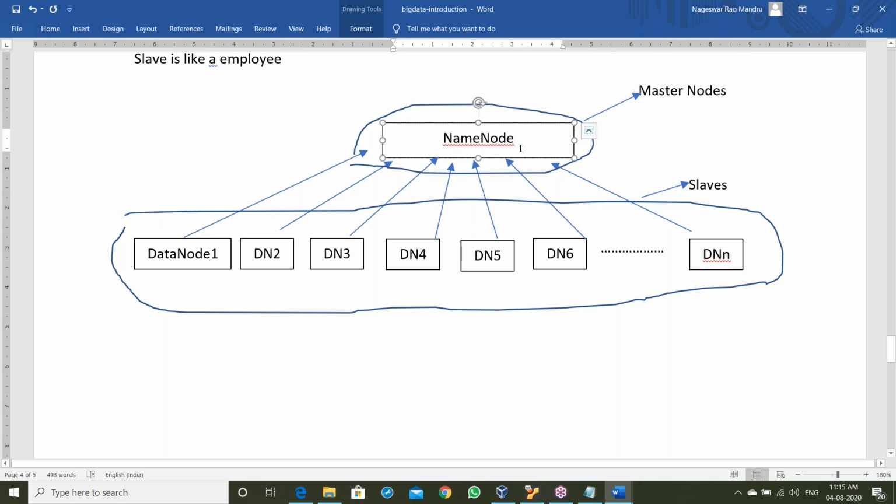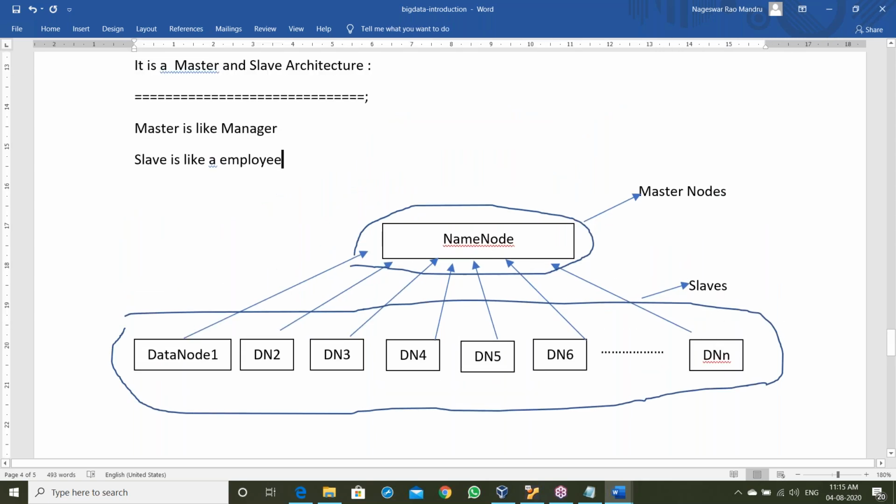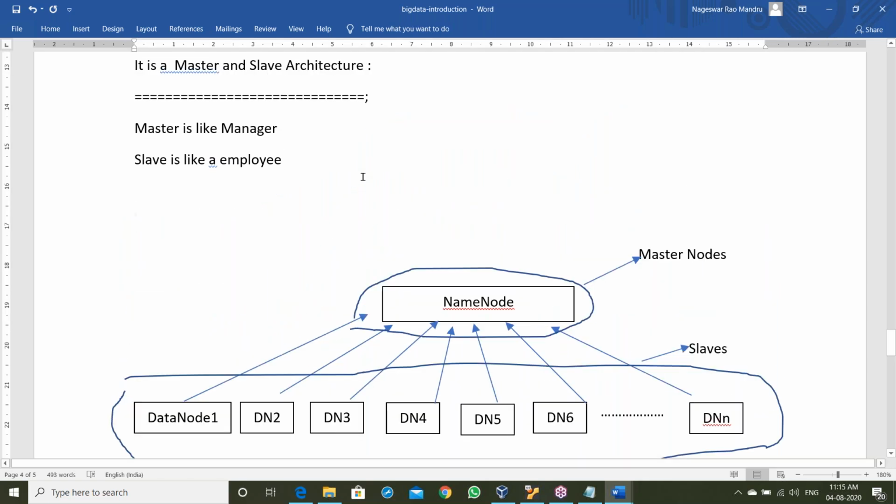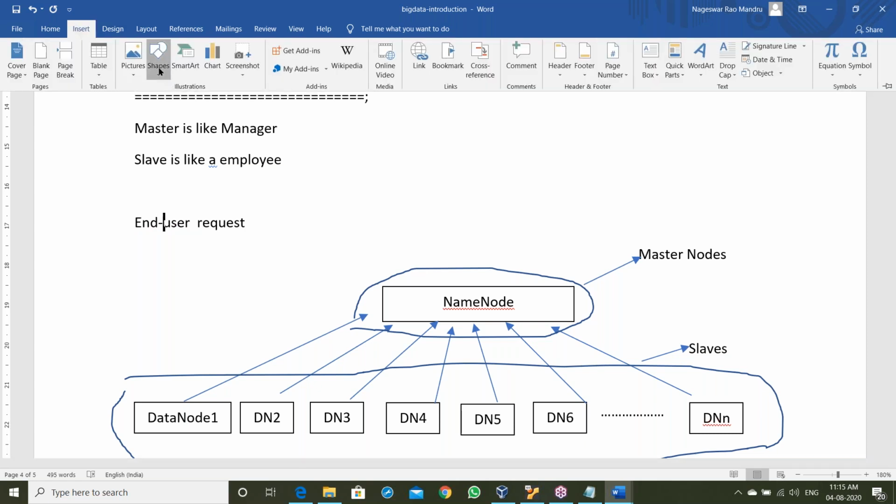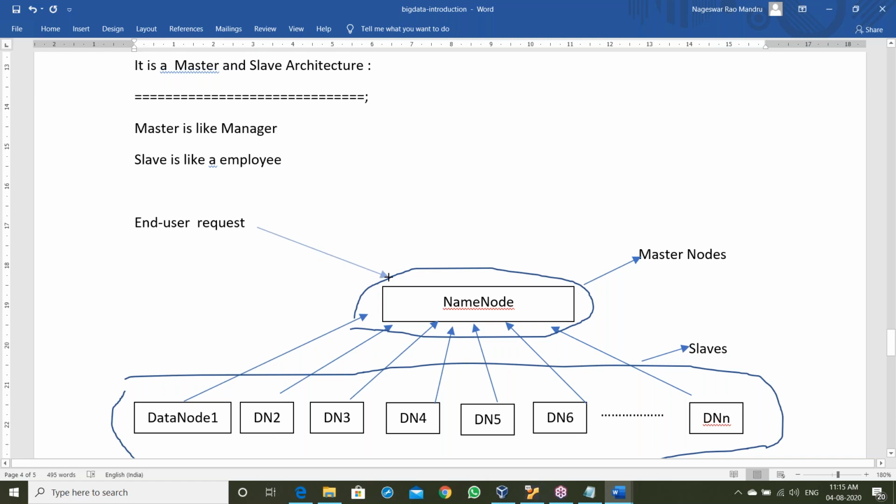The name node is the central controller of Hadoop. Your name node will give instructions to all data nodes. A data node stores the actual data of the file. So first, your request goes to the name node. The client, the end user, means whoever is using the Hadoop cluster. The end user request goes to the name node.